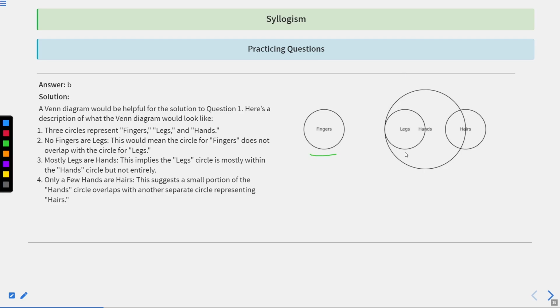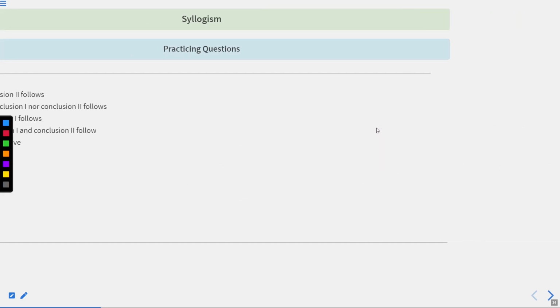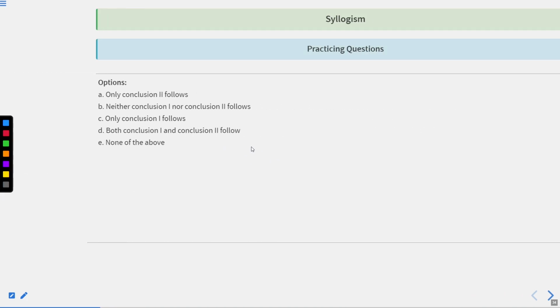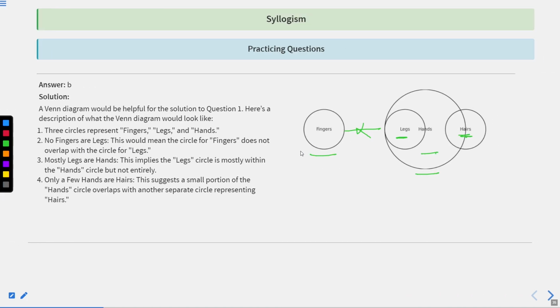This is a finger, this is the hand, this is the whole hand, then this is the leg, and this is the hair. So here what we are observing is that there is no direct linkage between hair and fingers and legs. There is some linkage between legs and hands. The statement that was put forward was that no fingers are legs. So this is fingers, and this is legs. So there is no overlap between fingers and legs.